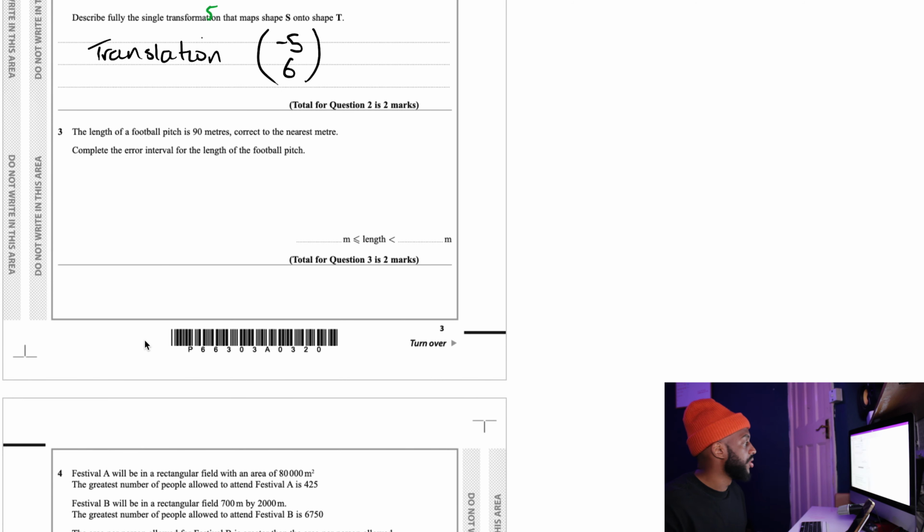Error intervals. So in this question we've got the length of a football pitch is 90 meters, correct to the nearest meter. We need to find the higher error interval and the lower. So we've got 90 meters, the higher side will be 90.5, and the lower would be 89.5.